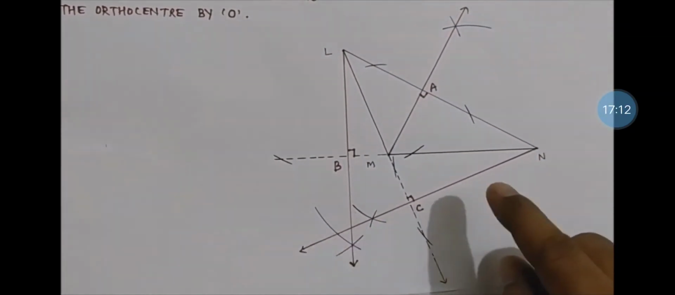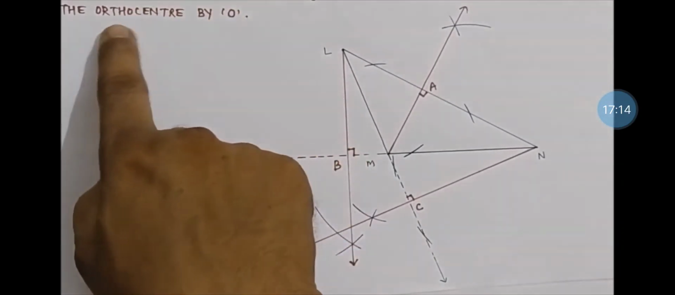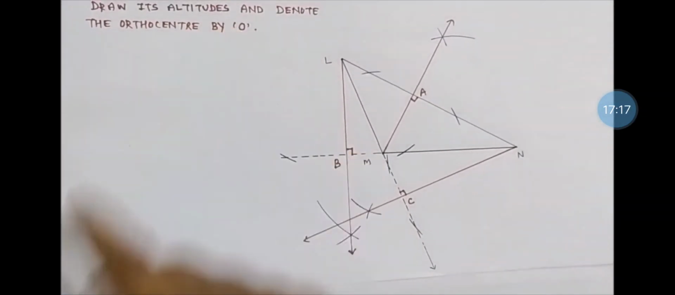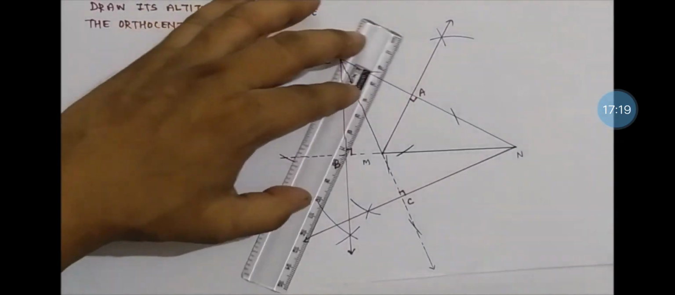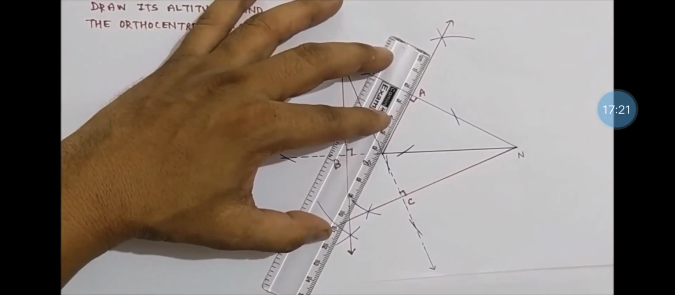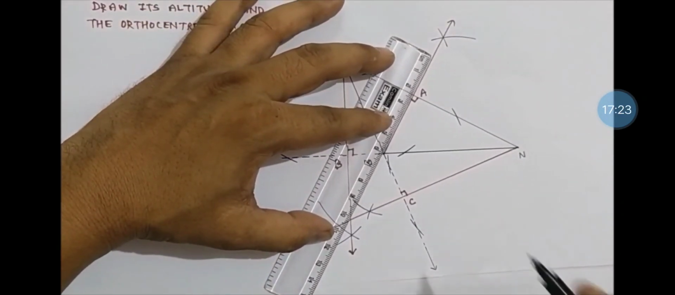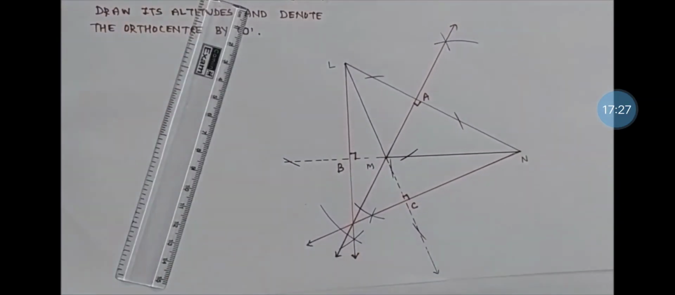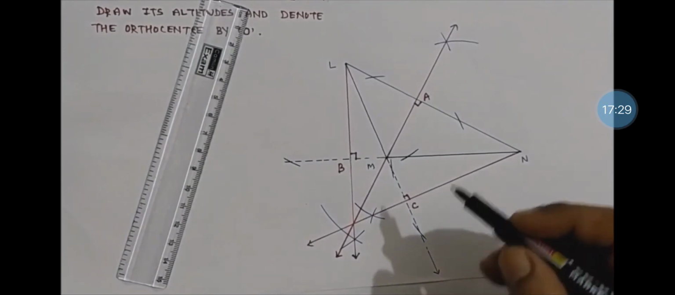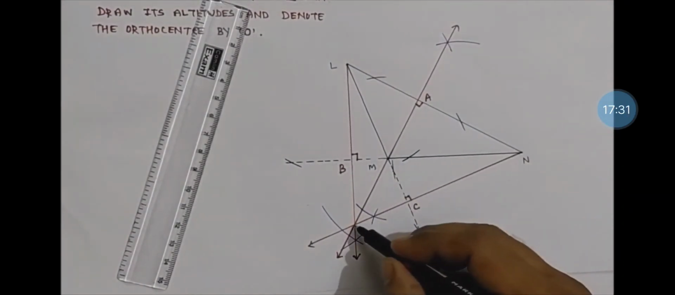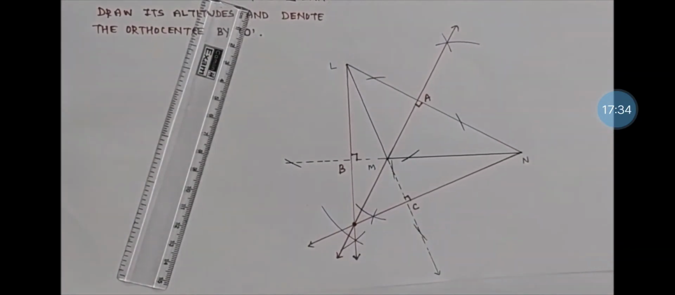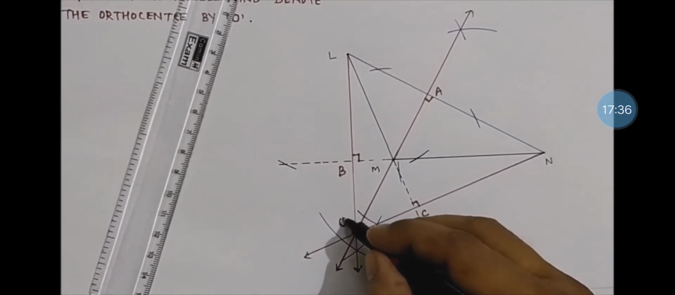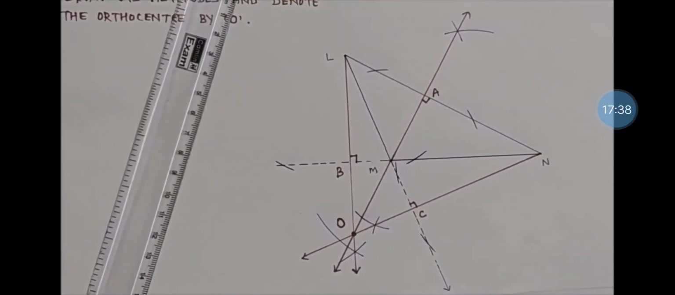Now extend MA such that you should get orthocenter like this. Can you see? All the three altitudes are passing through now one common point. Name it as O. Now this O is called the orthocenter.